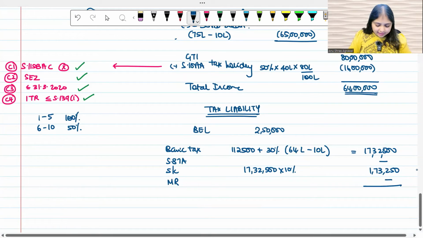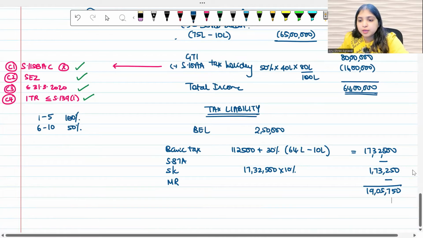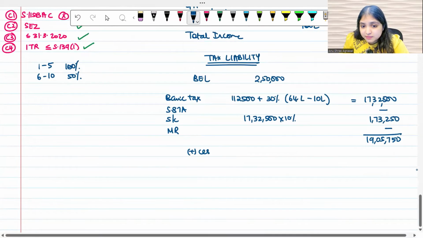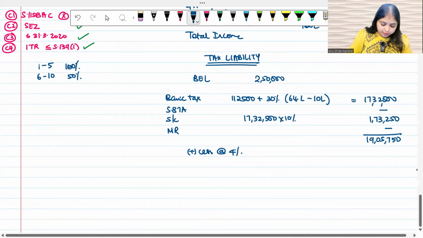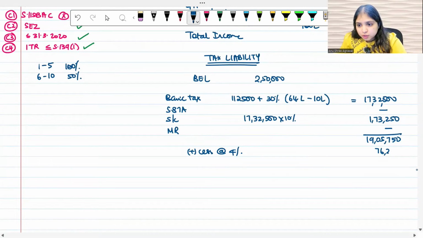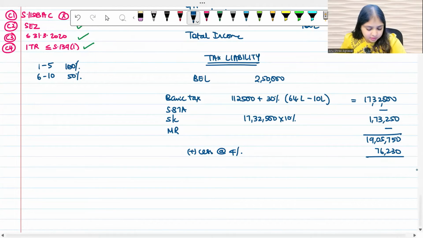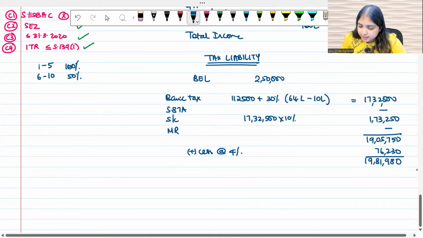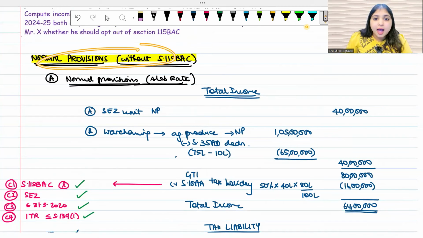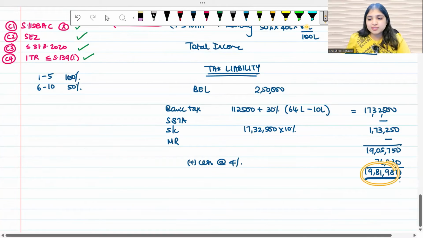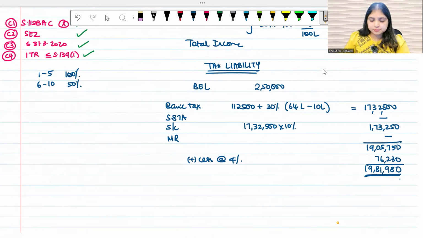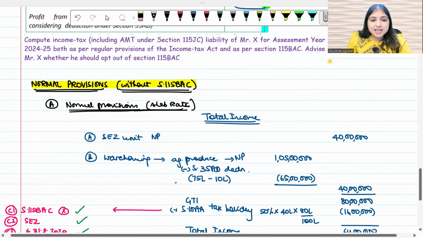So what's the total at this stage? The total tax at this stage is 19,05,750. Okay. Now to this, we'll also add cess. We'll add cess at the rate of 4%. That's going to be 76,230. So if you add up, the total tax is going to be 19,81,980, already in multiples of 10. No need to do any rounding off. So under the normal provisions, as per the slab rates, the tax liability of our assessee is 19,81,980. All right, guys. So this was as per the normal provisions.